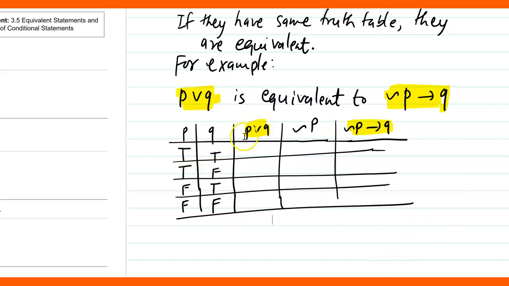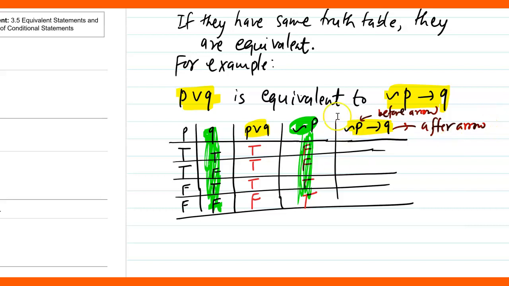In the OR, it is true every time except when both are false. Therefore the truth value of P or Q is going to be true, true, true, false. Notice that this is the only case where OR is going to be false, if both are false, correct? Now let's find the truth value of not P. Look at P here. P is true, true, false, false. Not P is going to be false, false, true, true.